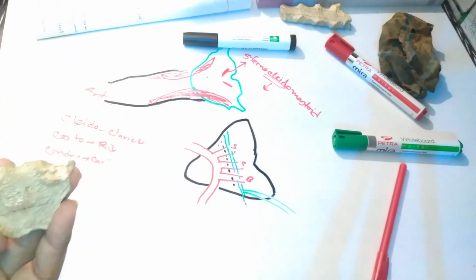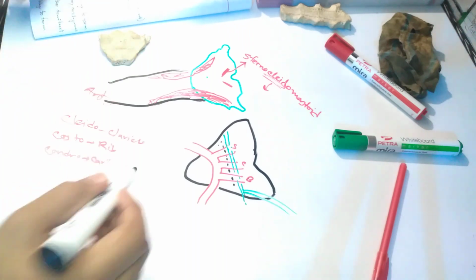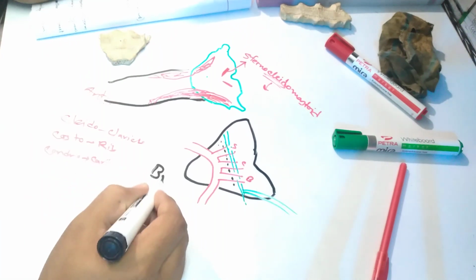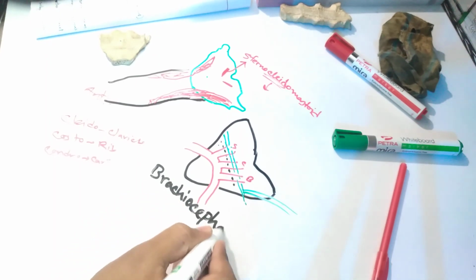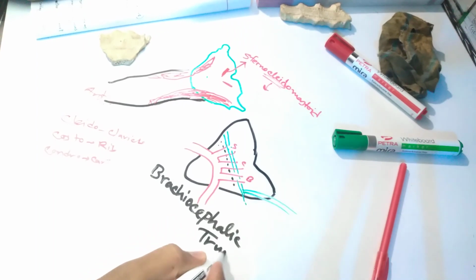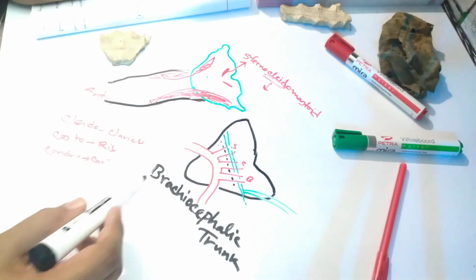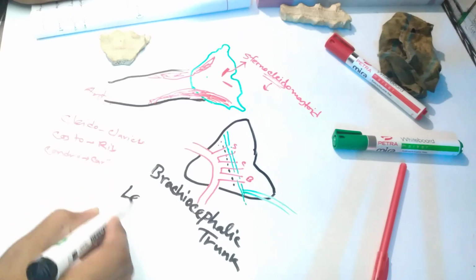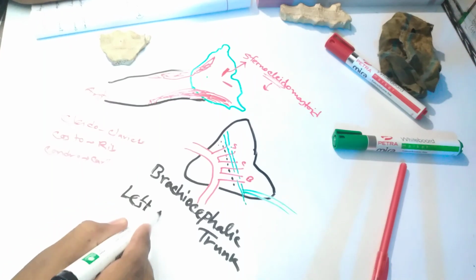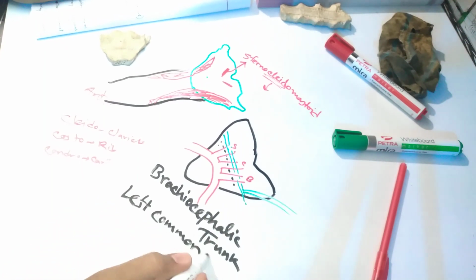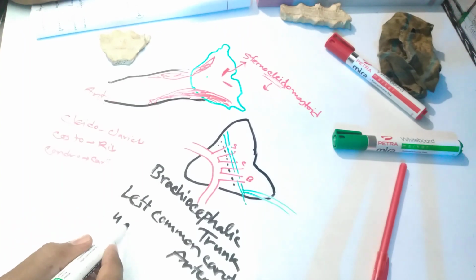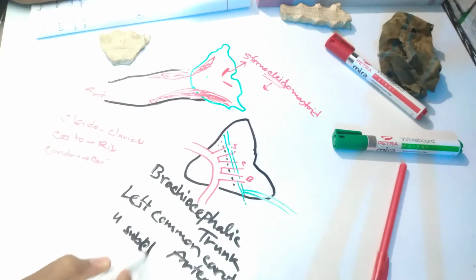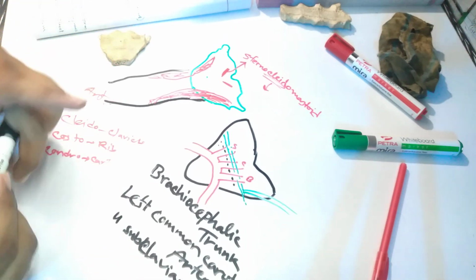BCS means B for brachiocephalic trunk, C for left common carotid artery, and S for left subclavian artery.